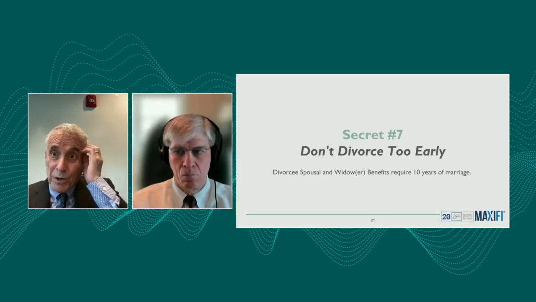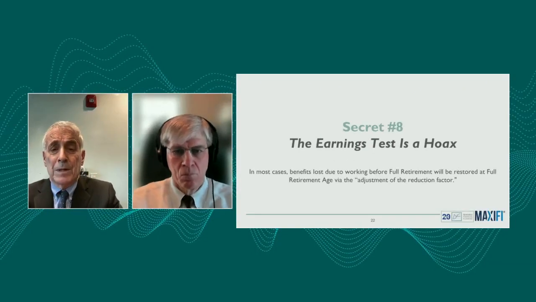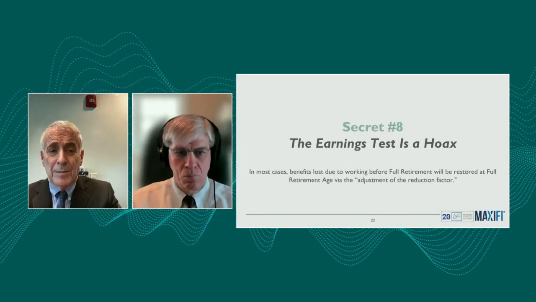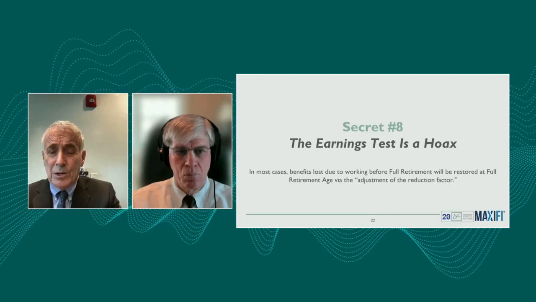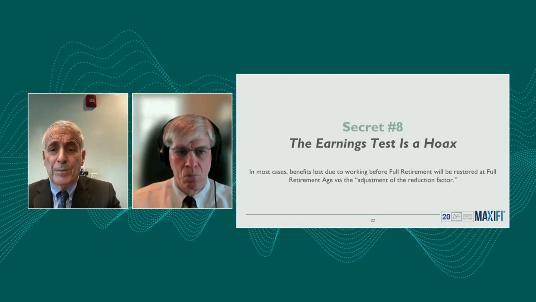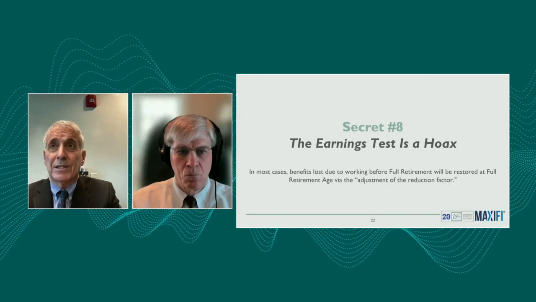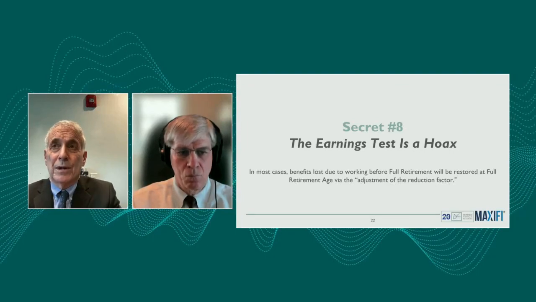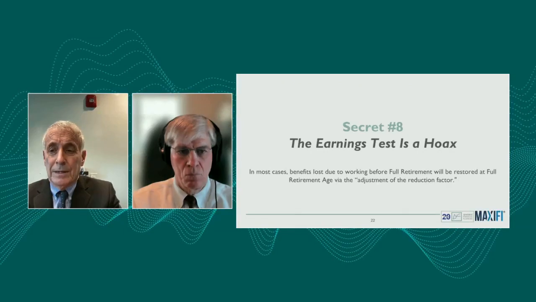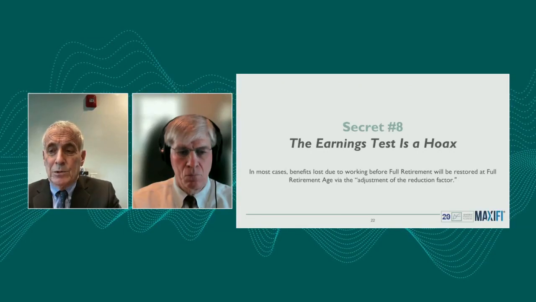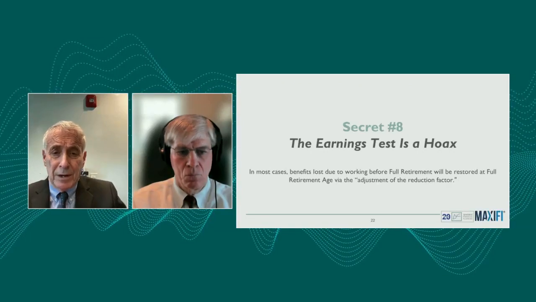Secret number 8, we're going to go quickly through the rest of the secrets to get us to the Q&As at the top of the hour. The earnings test, this is a huge secret. Most people think that when, let's say, somebody was furloughed during COVID, and they started taking Social Security because they didn't have any other income.